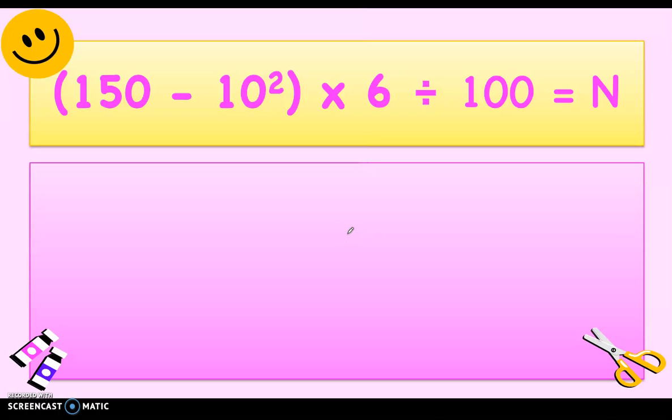Next, we have open parenthesis 150 minus 10 to the power of 2 close parenthesis times 6 divided by 100 equals n. So again, we perform first the groupings, which is inside the parenthesis: 150 minus 10 to the power of 2. The exponent is inside the parenthesis, so you have to perform that. So 150 minus this 10 to the power of 2, which is 100. The answer 150 minus 100 is 50. So the new equation is 50 times 6 divided by 100 equals n.